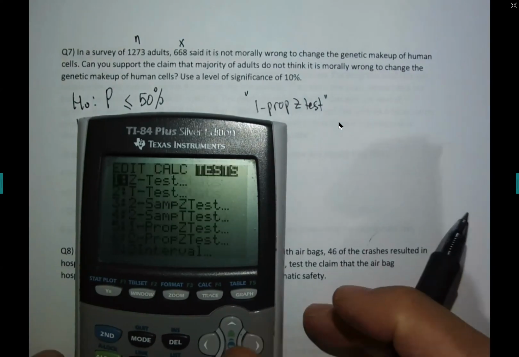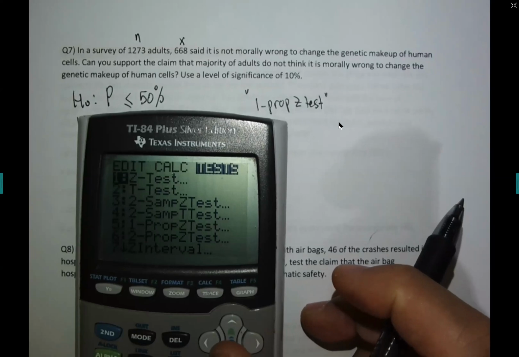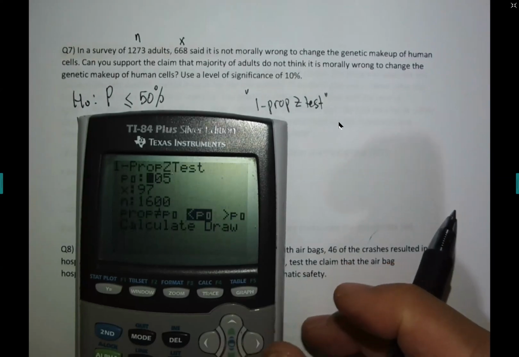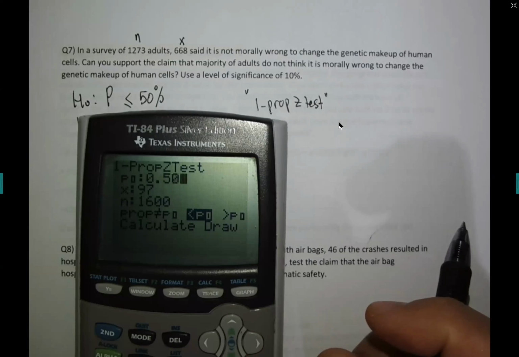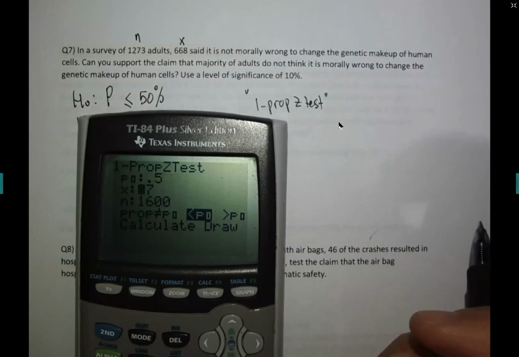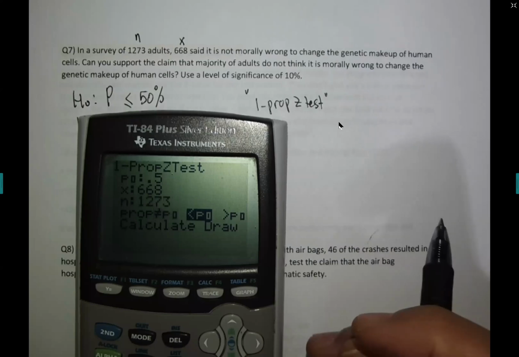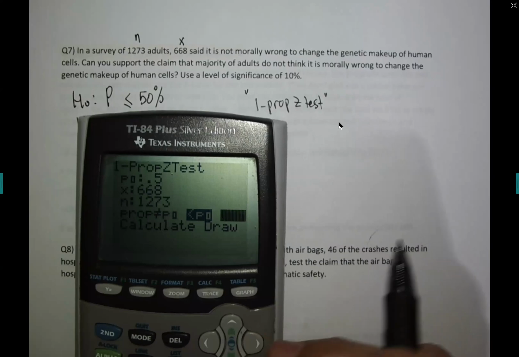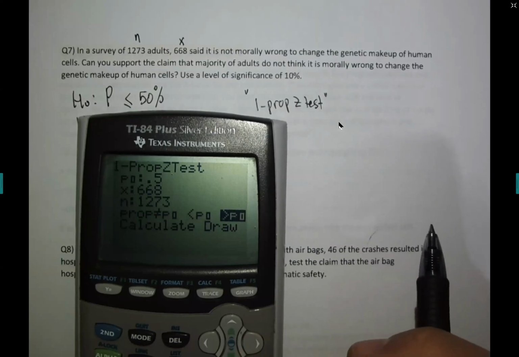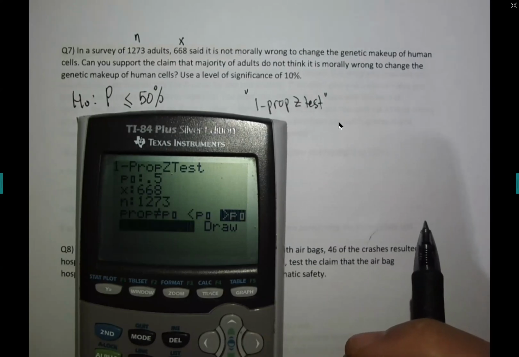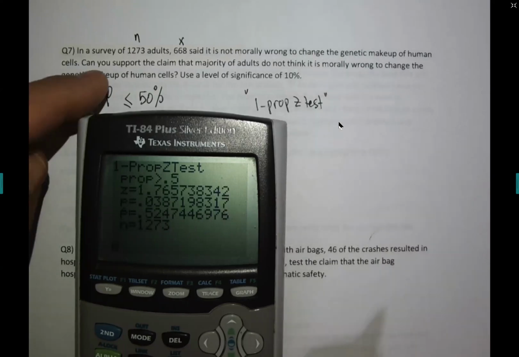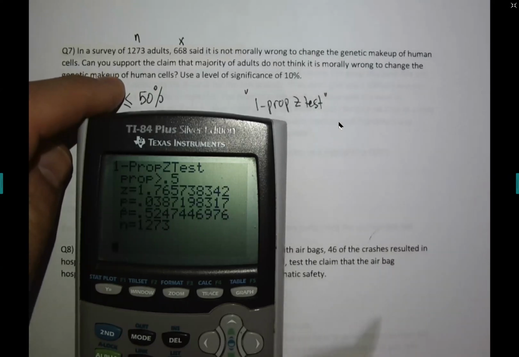Stat, z-test, proportion z-test. Okay, 0.5, need to change it to a decimal. X is 668, n is 1273, and we need greater than 50%. I selected greater than, and hit calculate. Z is 1.77, and the p-value is 0.0387.